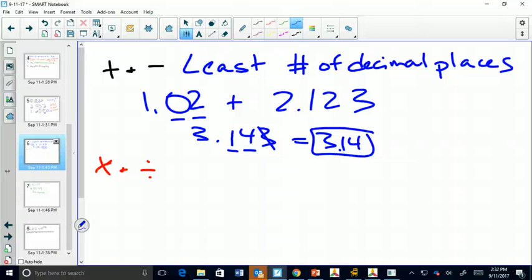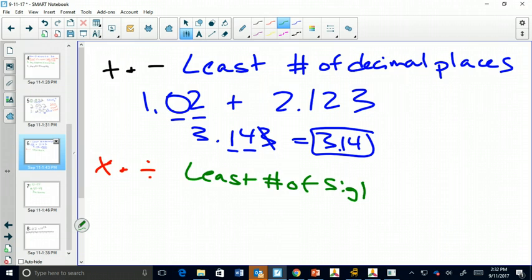So addition and subtraction is simply the number of decimal places, the least. If I'm looking at multiplication and division, it's the least number of significant figures. Yeah, it's on your sheet. So with these guys, you're actually looking at how many significant figures do the two numbers have, and whichever has the least, that's what you round to.